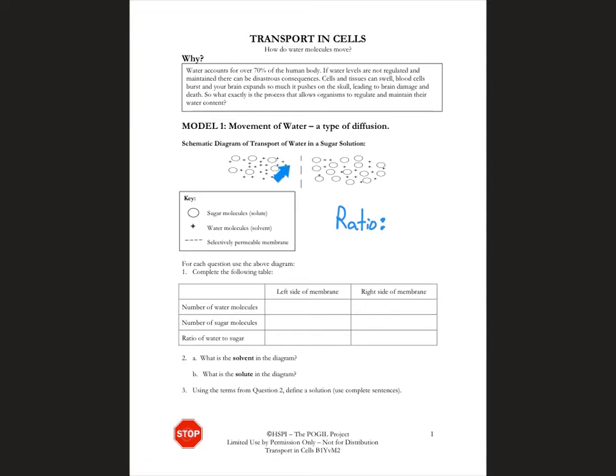It's 1, 2, 3, 4, 5, 6, 7, 8, 9, 10, 11, 12, 13, 14, 15, 16, 17, 18, 19, 20, 21, 22, 23, 24. 24 water molecules, and so there's a ratio of water to sugar, so it's 24 to 6, right? 24 to 6. So that's the ratio, right? So that's water molecules, that's the solvent, and this is sugar.